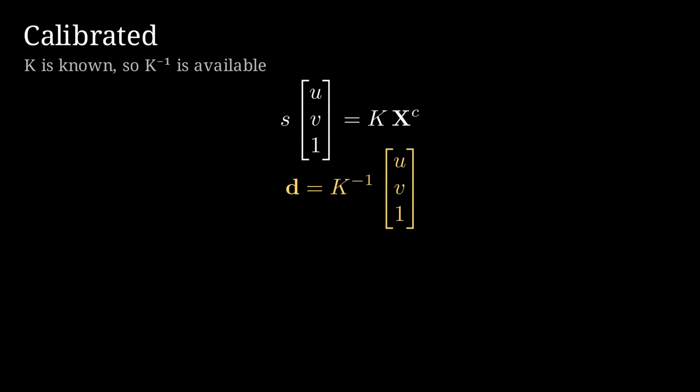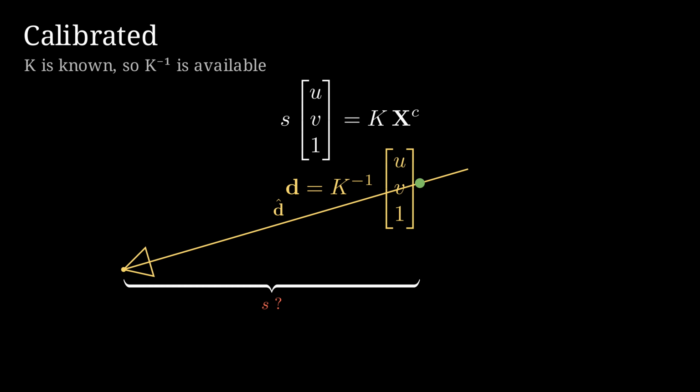But K is a 3 by 3 matrix and it's invertible, so we can run every pixel backwards. Take the pixel, append a 1 to make it a 3 vector, multiply by K inverse, and out comes a direction. A ray leaving the camera center, passing through that pixel off into the scene. Normalize it to unit length and call it d hat. The point that made this pixel sits somewhere along that ray. We know the direction exactly. What we don't know is how far. One unknown number per point, the distance s along its ray.